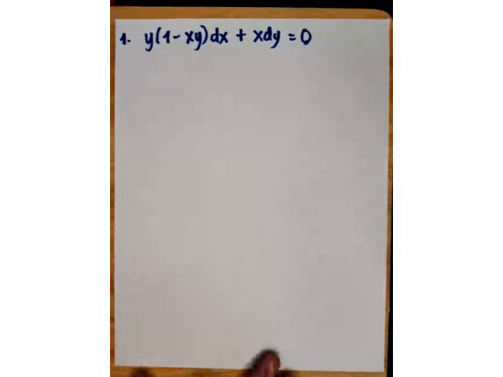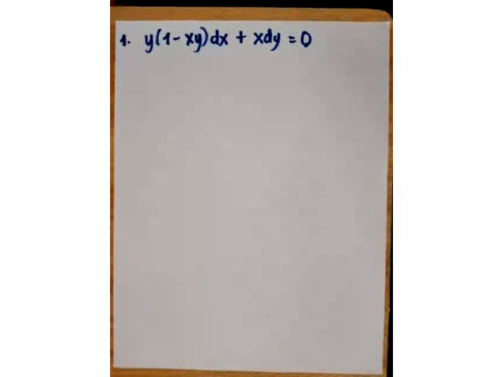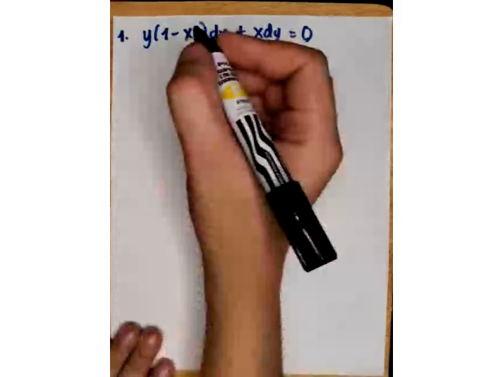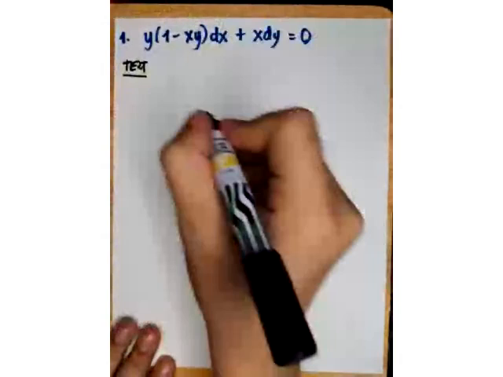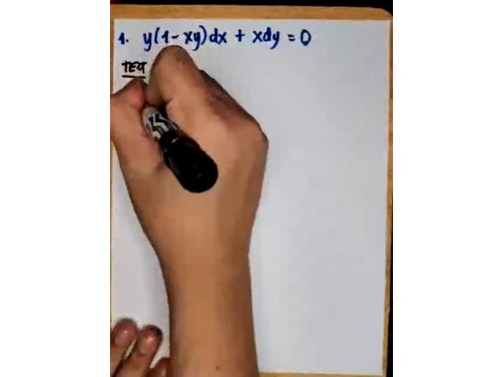So we're given that y times the quantity 1 minus xy dx plus x dy is equal to 0. Okay, so this needs some integrating factor. So first, we need to test for exactness. And let's get the partial derivative of M with respect to y.